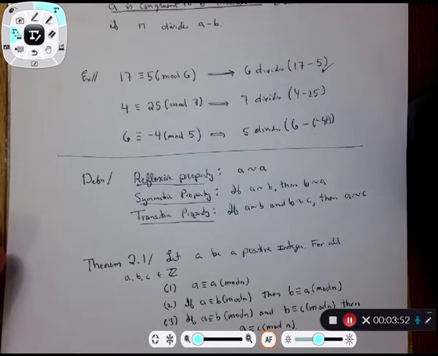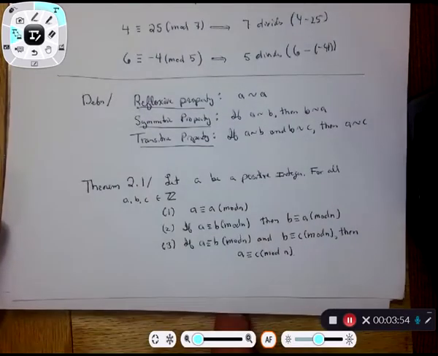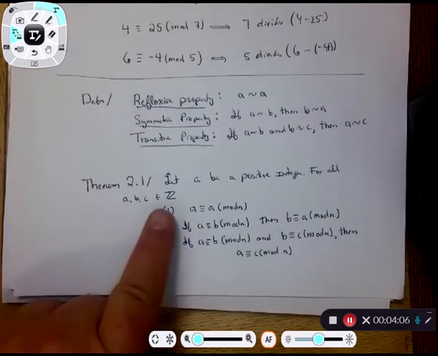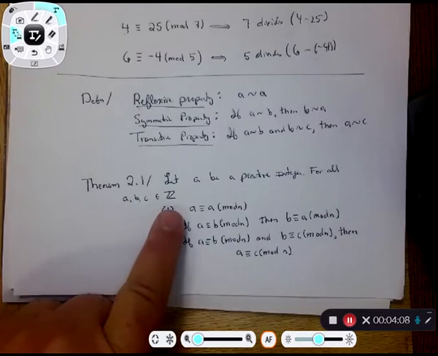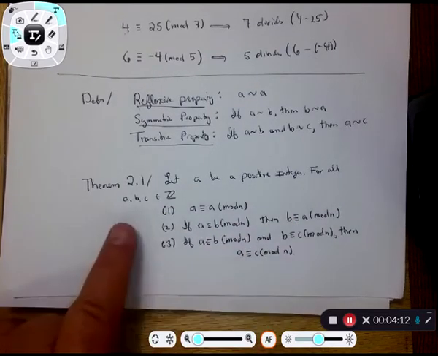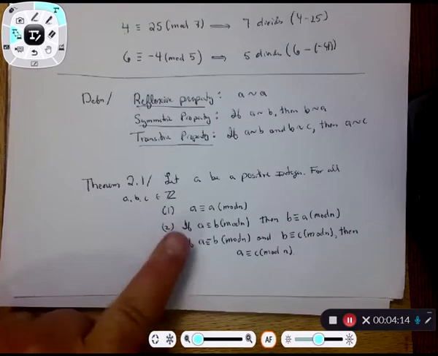So, look at what Theorem 2.1 states. Let A and B be positive integers. Well, it's going to be, let A be a positive integer. And for all A, B, C, and this is a little symbol, elements of Z, means these are integers. A is a positive integer, and for A, B, and C being integers, we have this.